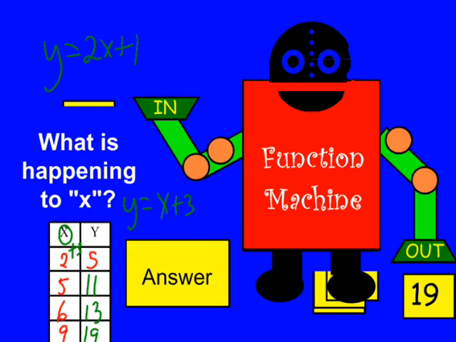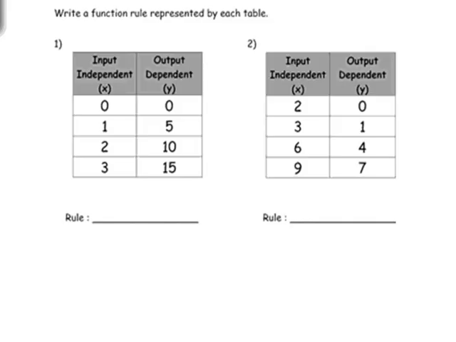That's the special relationship between x and y. Okay, 2, 5. So if you take 2 and you double it, that's 4, plus 1 is 5. If you take 5 and you double it, plus 1, that's 11. If you take 6 and double it and add 1, you get 13. And if you take 9 and double it and add 1, you get 19. So that would be our function or our rule.